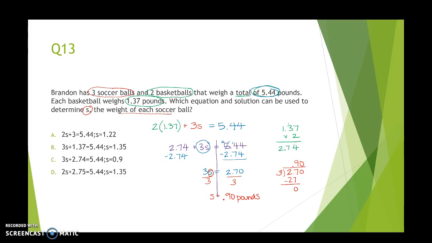Okay, so if I went through, I isolated my variable by subtracting, and then I isolated it again by dividing, and I found that each soccer ball weighs 0.9 pounds. And then I'm looking for my equation and my solution with the answer choices. So I find that my answer is visible in C, where it says 3s plus 2.74 equals 5.44.